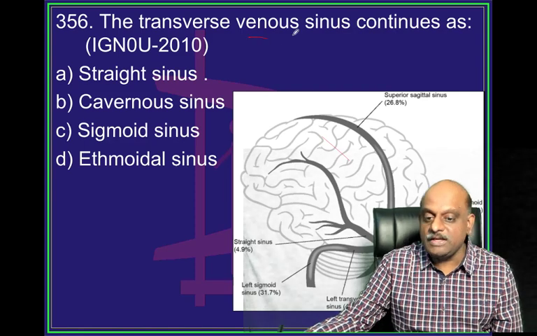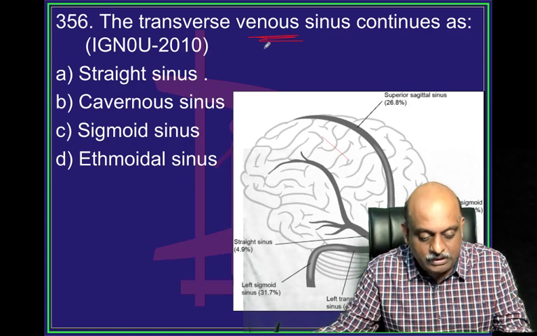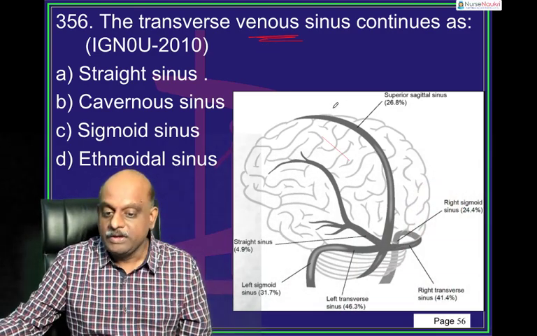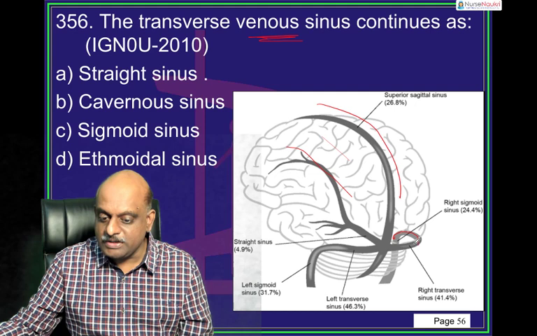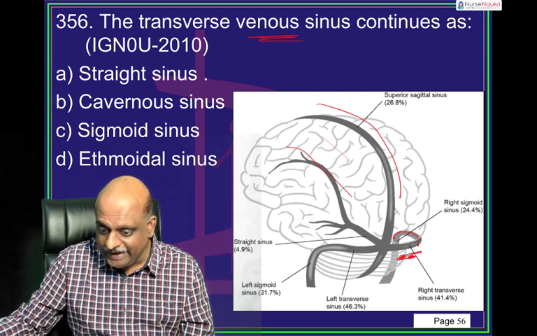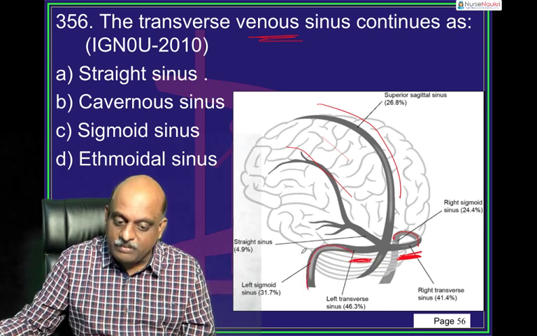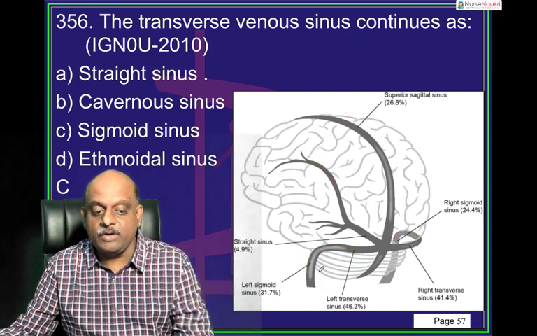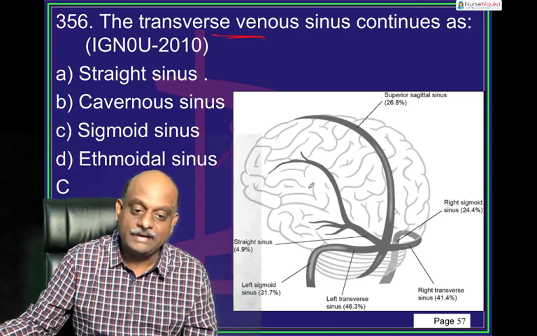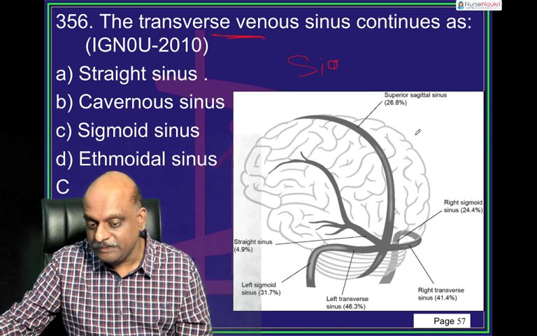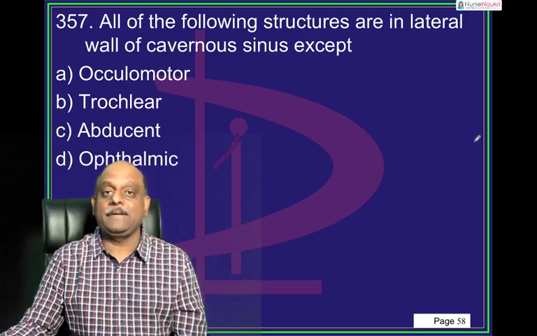The transverse venous sinus continues as what? If you know this illustration, you will be able to remember. See, this is the superior sagittal sinus, inferior sagittal sinus. This is the sigmoid sinus. So this is the transverse sinus on the right, transverse sinus on the left, which is becoming the left sigmoid sinus. So that is the reason. What is your answer? The transverse venous sinus will continue as the sigmoid sinus, is what you have to ultimately remember.